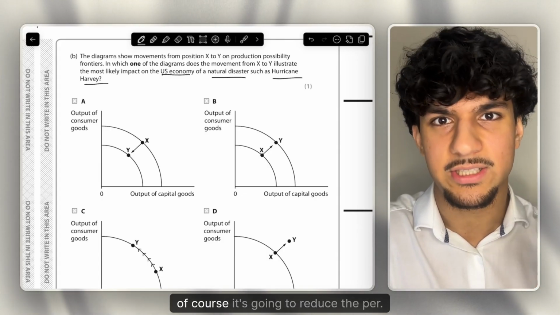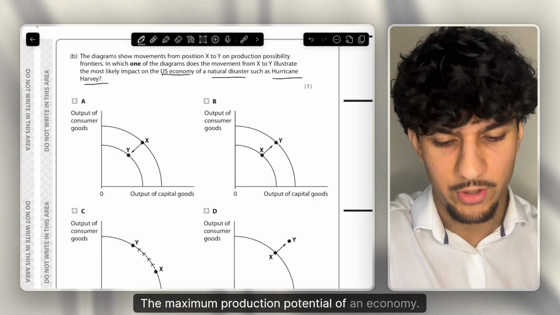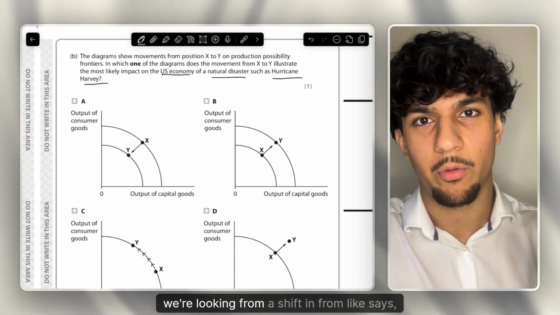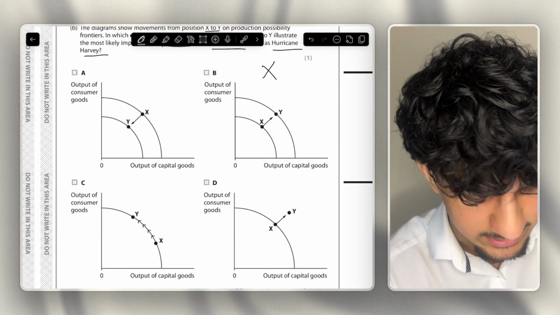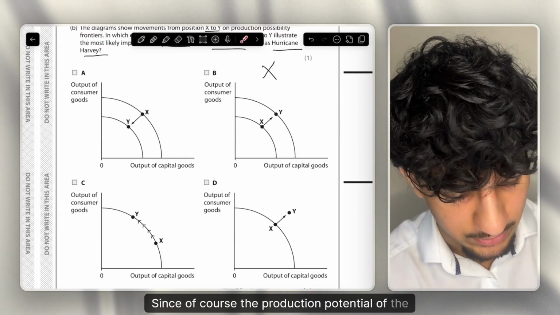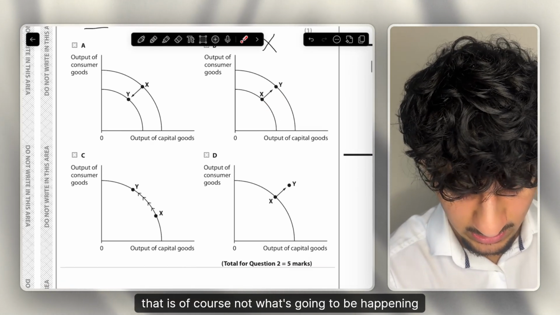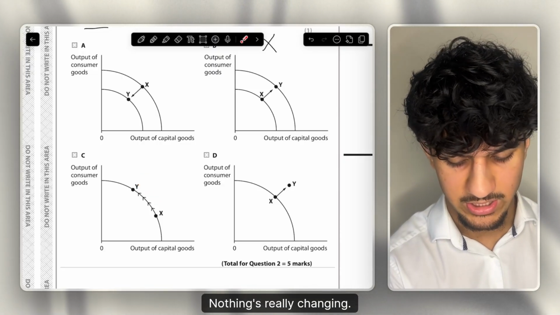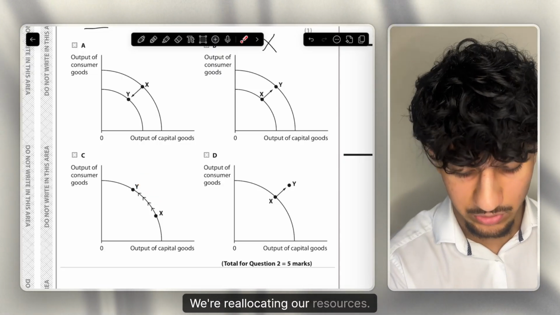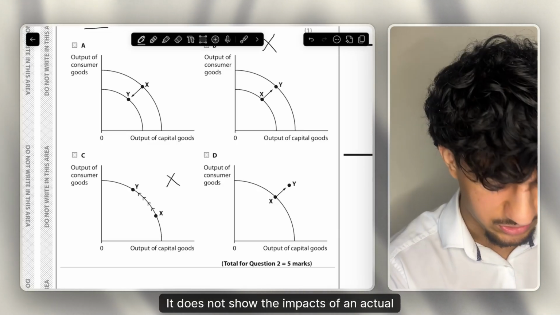Very simply, it's going to reduce the maximum production potential of an economy. So what we're looking for is a shift inwards, from point X to point Y. Straight away we can rule out B, since the production potential of the economy is increasing, and if we've just been hit by a natural disaster, that is not what's going to be happening. Here from X to Y, we're just moving along our curve, nothing's really changing, we're just reallocating our resources, you could say. So it would not be this, as it does not show the impacts of a natural disaster.